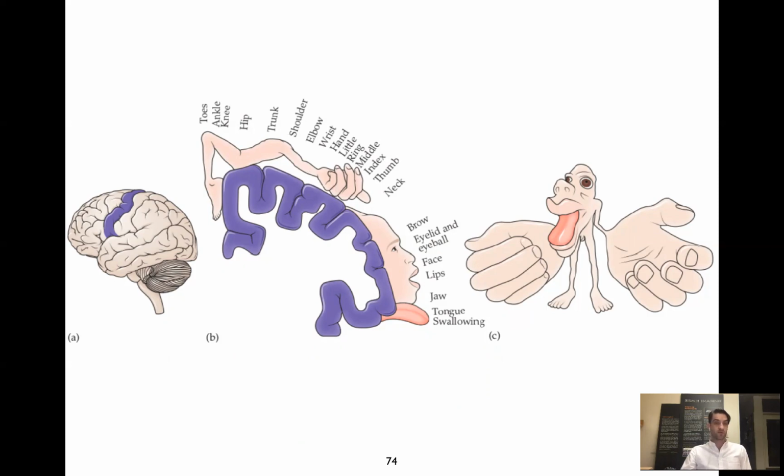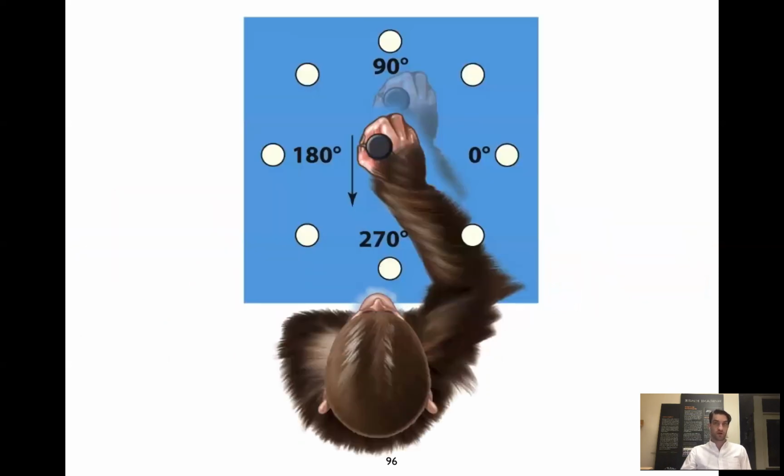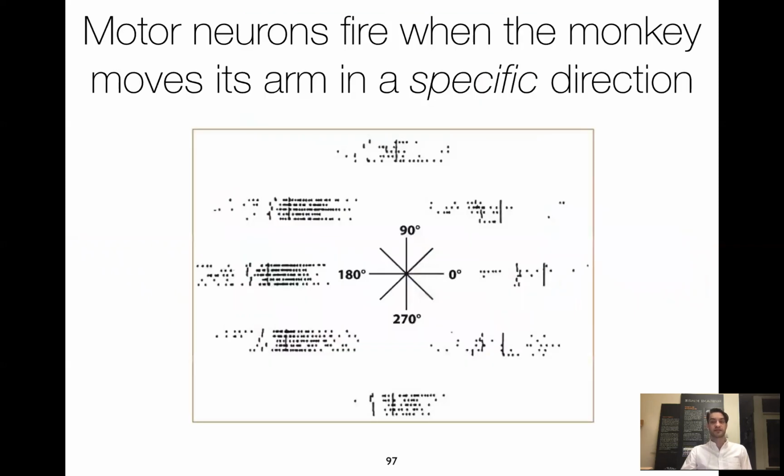And it turns out when the monkey is doing this little bar on the light task, what you find is that the neurons will fire when the monkey moves its arm in a specific direction, okay? So for example, anytime the monkey seems to move his hand to the left or his arm to the left, the neurons in the motor cortex fire. If the monkey moves his arm to the right, the neurons in the motor cortex don't fire.